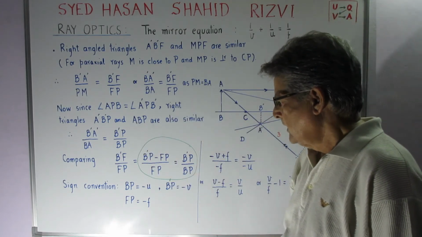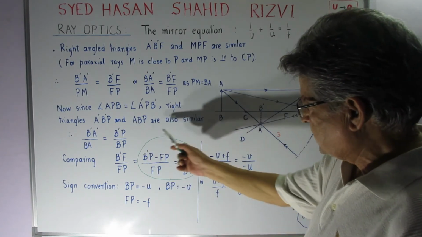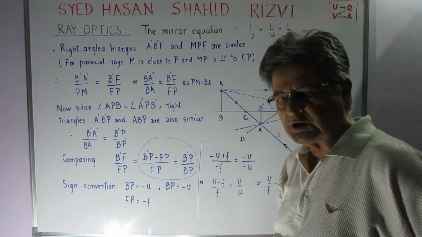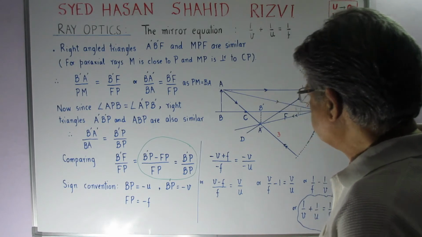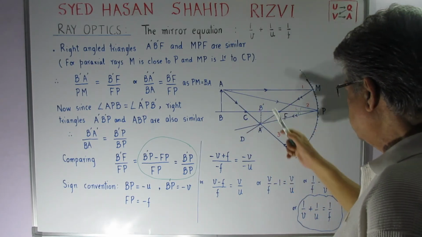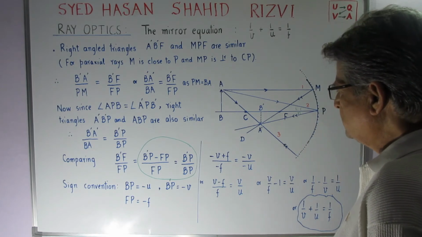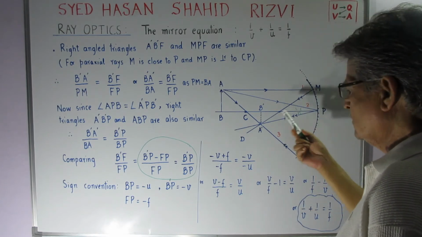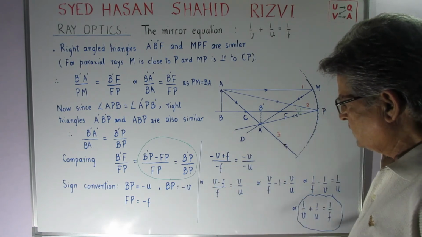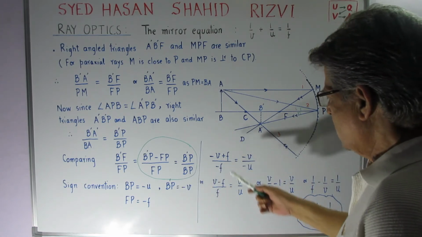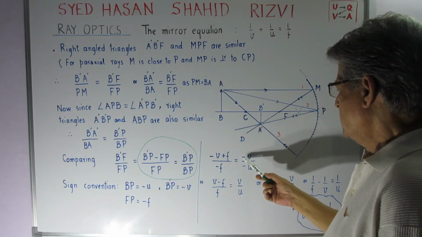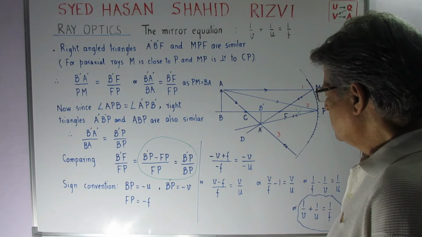Now this is an equation in which we can put the values by the sign convention. So BP is equal to minus U, and B dash P is equal to minus V, and FP is equal to minus F. So when I substitute all these things with the convention, we get minus V plus F divided by minus F equals minus V upon minus U.